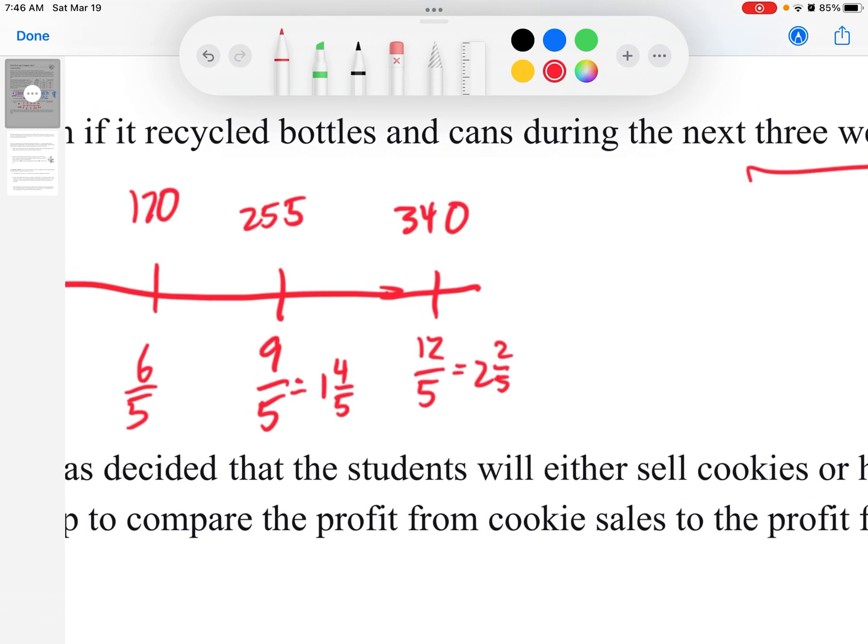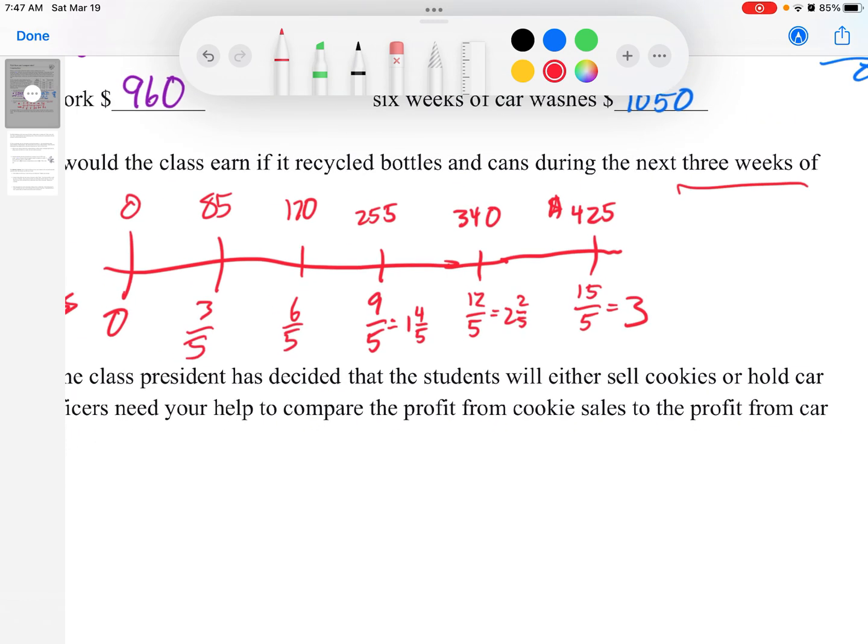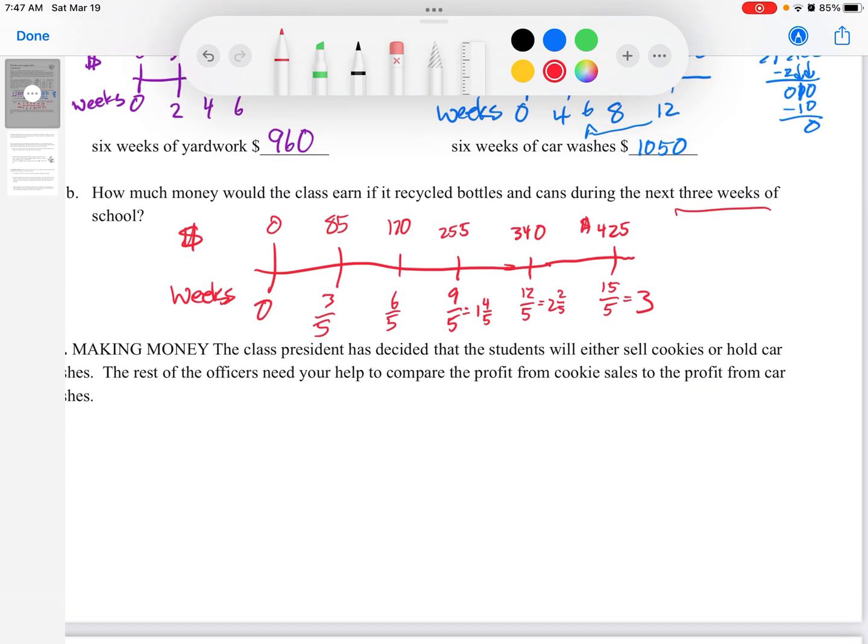255 and that. And then looks like I need to do one more, hopefully, because 15/5 is 3 weeks. So we'll do one more 5, and that'll be $425, I believe. Hopefully I did my numbers right, and we will double check in just a second.